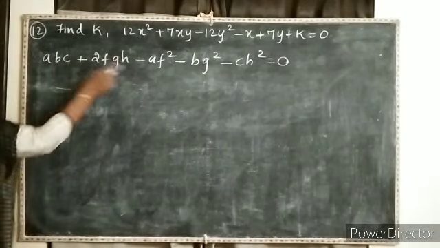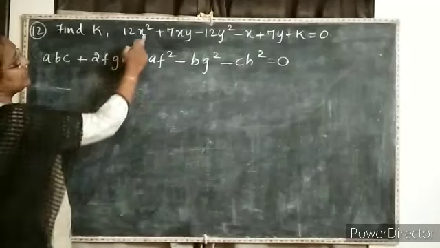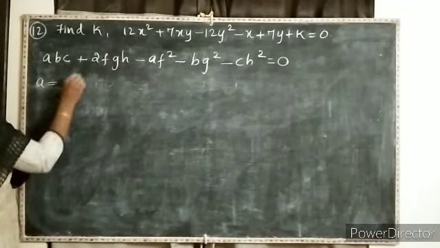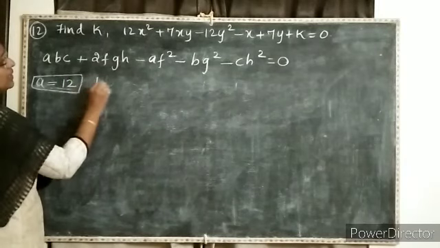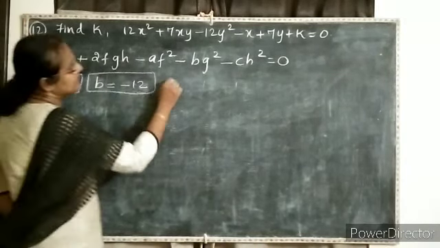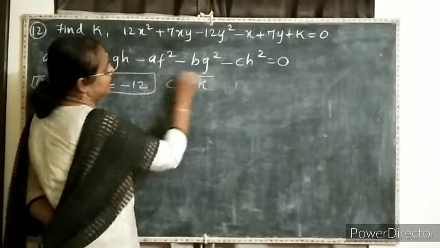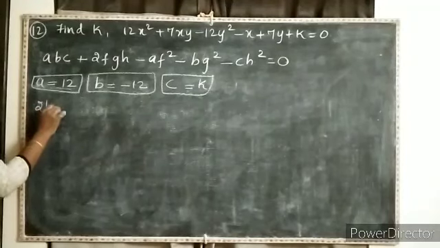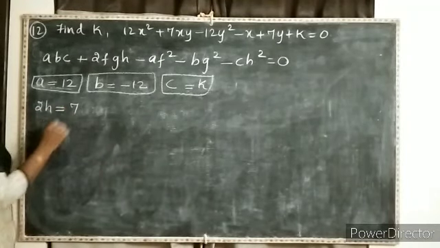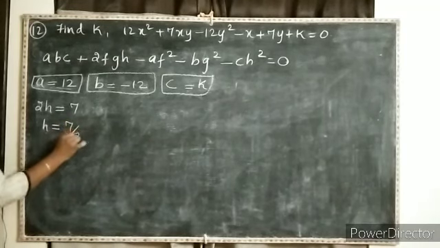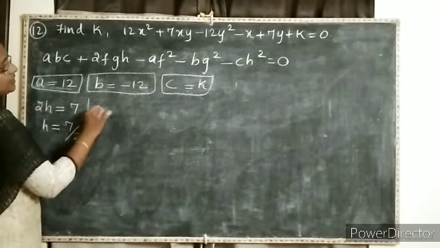Now I am going to substitute the values. From this general equation, let's find the value of A. A is what? 12. What is B? Minus 12. What is C? C is equal to K. The next one is the 2H value. 2H is 7, so H will be 7 divided by 2.